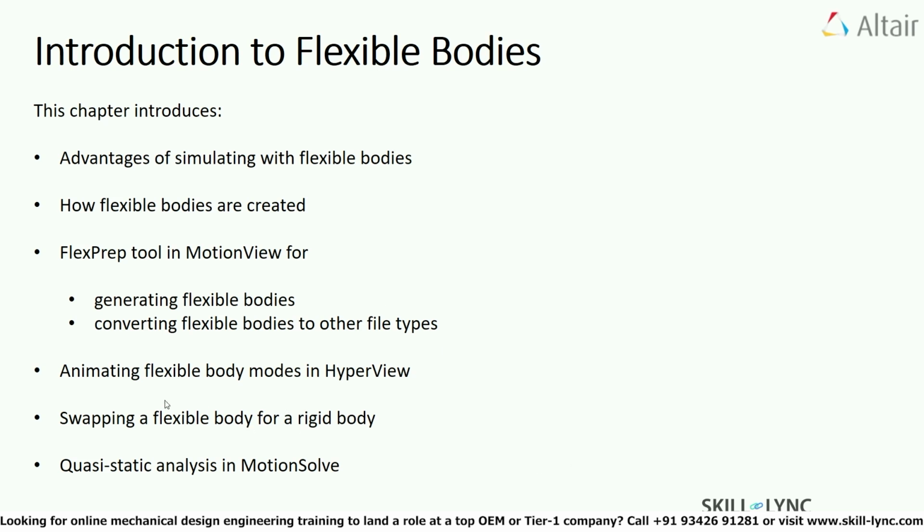Next, we will see how to animate the flex body modes in HyperView, which is Altair's post-processing software. This is the software that we used in all our exercises for animation. So we'll be using the same software to animate the flex body modes. We should also learn to swap the existing rigid body with a flexible body for performing a flexible body simulation. In the exercise demo, I will be replacing the rigid lower control arm of an automobile suspension with a flexible body to capture the deformation and the stress and strain effects.